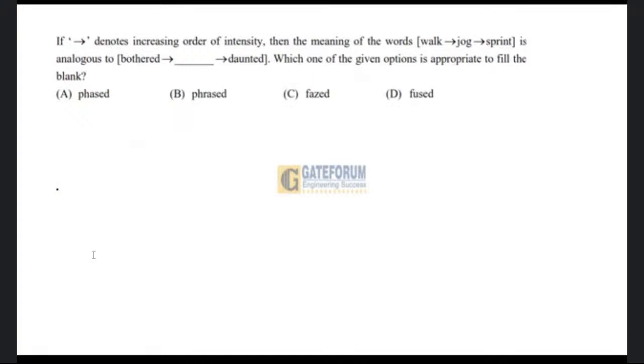See, the next one is fused. Fused means added. I fused the two pieces of iron with a welder. Okay. So something like that. So this would be fazed, which means very concerned, not intimidated, but very concerned. So that's the first one.